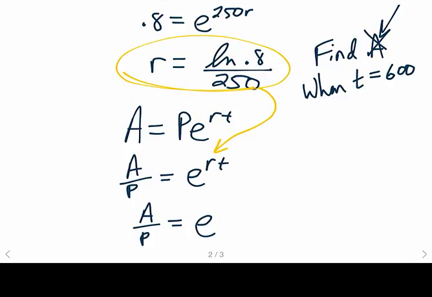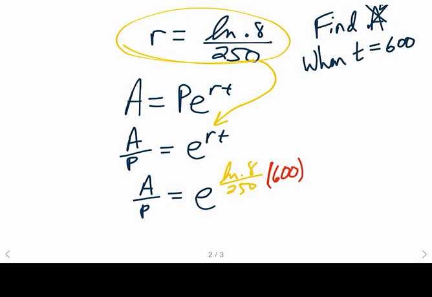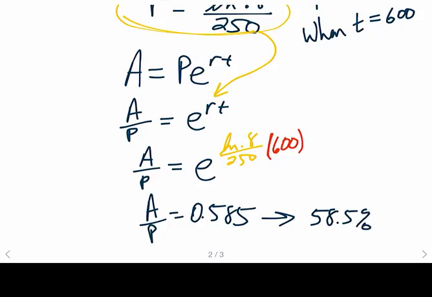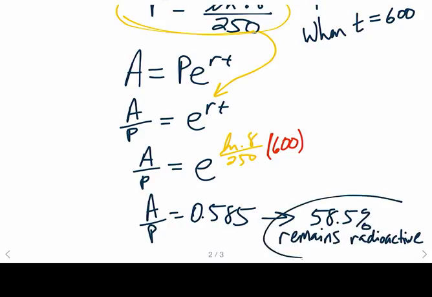But A over P is equal to e to the natural log of 0.8 divided by 250 times, we wanted to know how much would remain after 600 million years, and so there it is. This doesn't even require a log. My calculator tells me that A over P is 0.585. We were asked for a percent, and so I'm going to say 58.5% remains radioactive. And that answers that question.